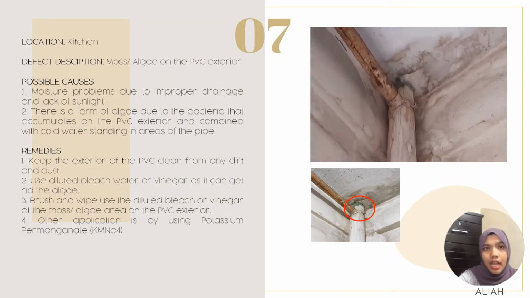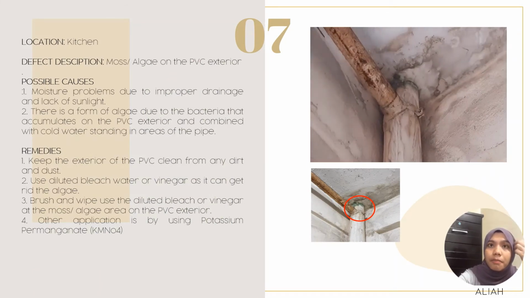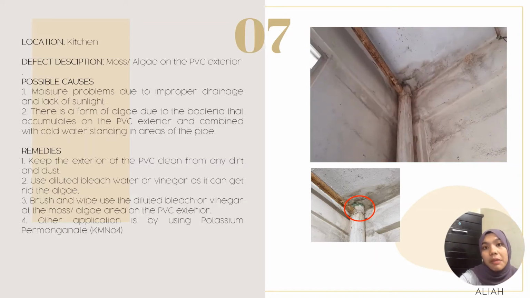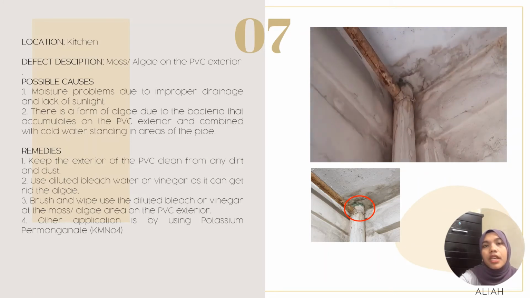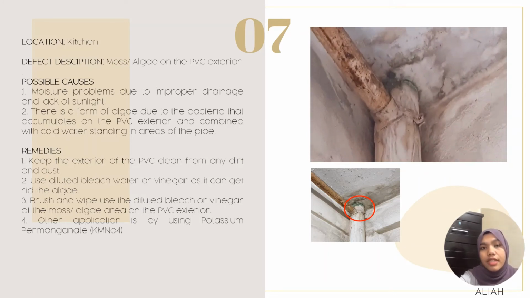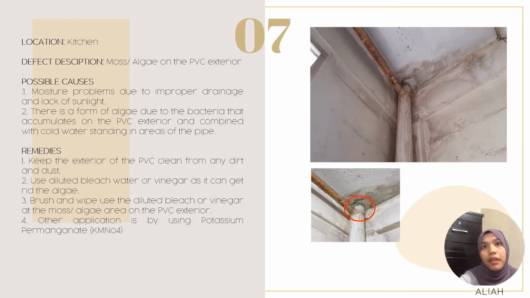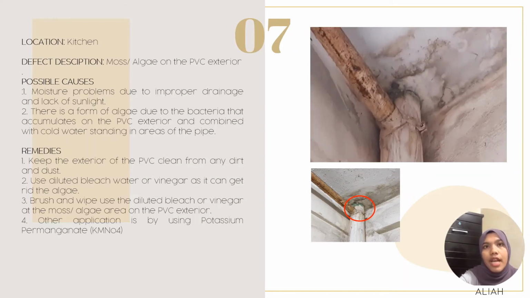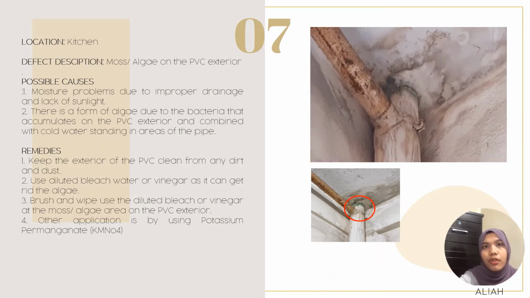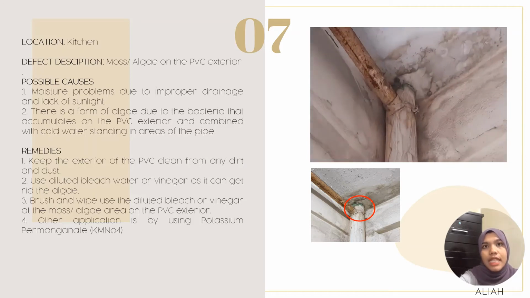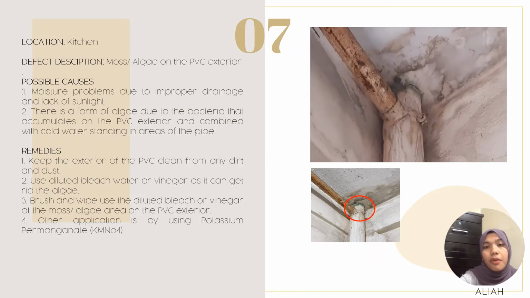So the next defect is located at the kitchen, and the element is a PVC pipe. The defect description is moss or algae on the PVC exterior. The possible causes of this defect are moisture problems due to improper drainage and lack of sunlight. Algae forms due to bacteria that accumulate on the PVC exterior and combine with the water standing in the area of the pipes.